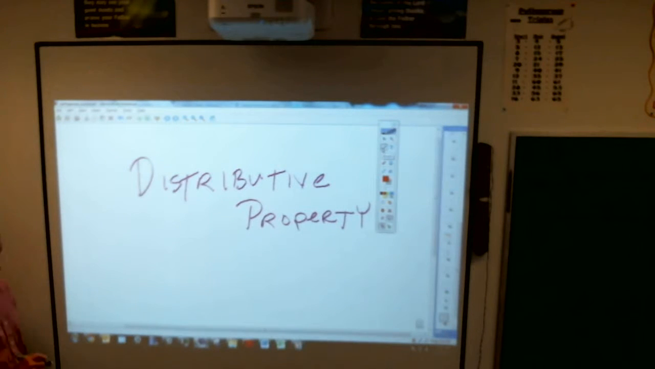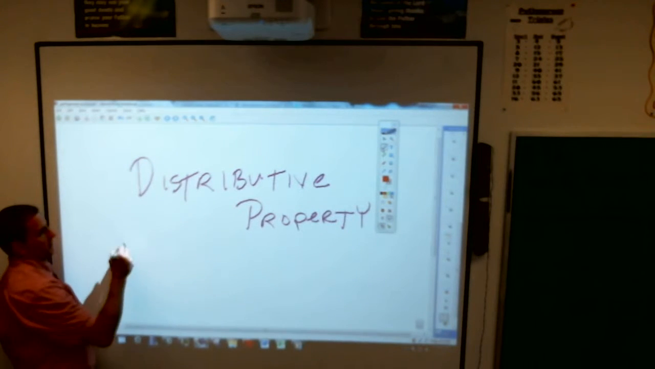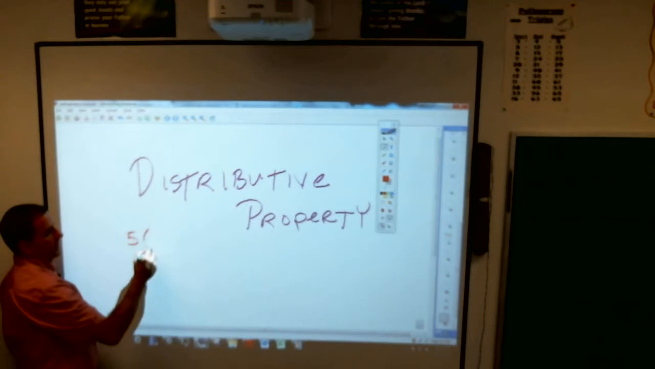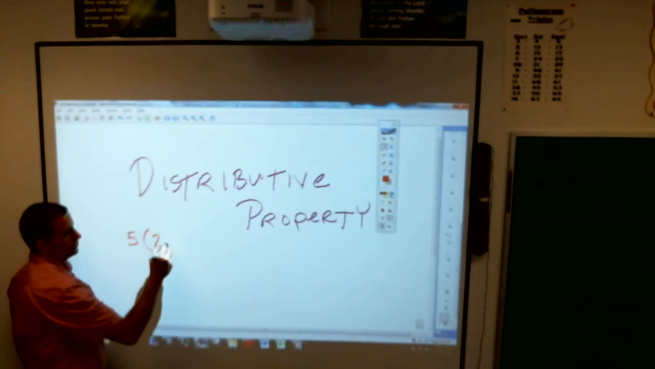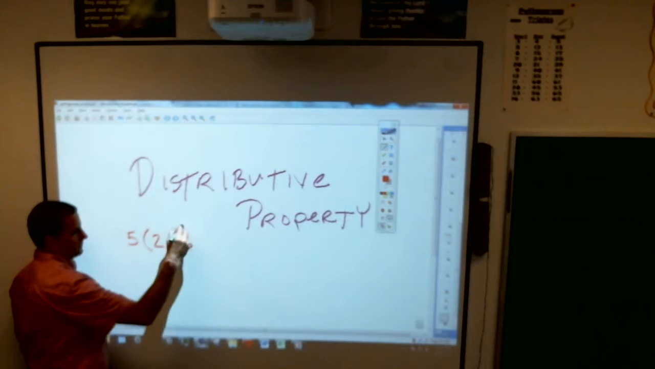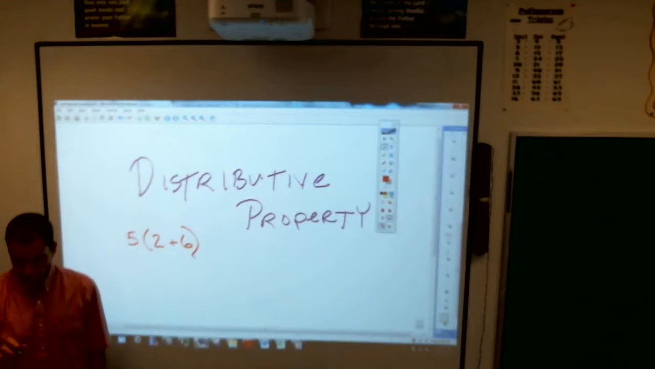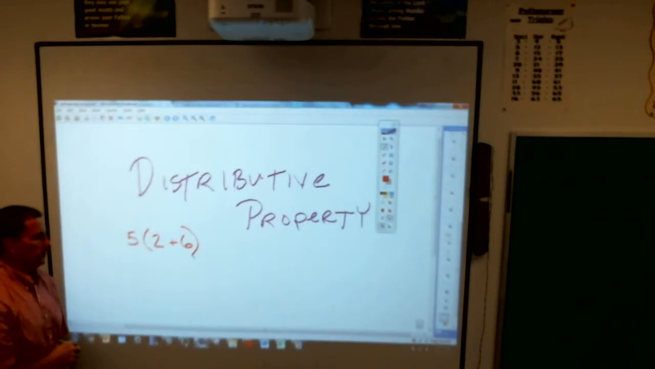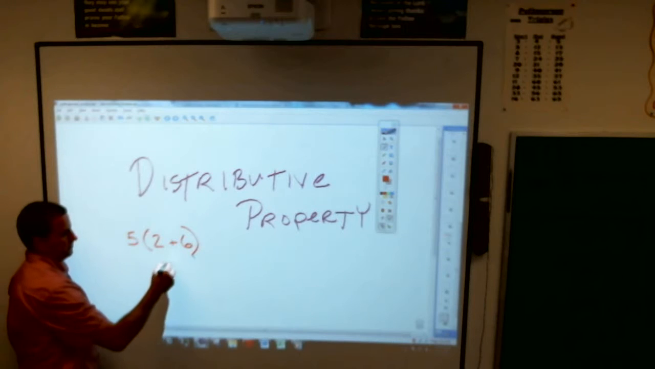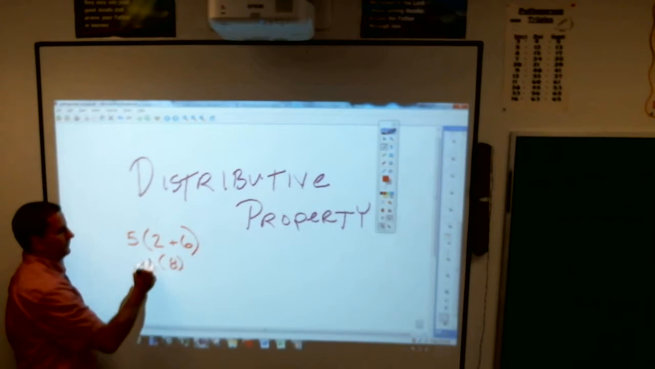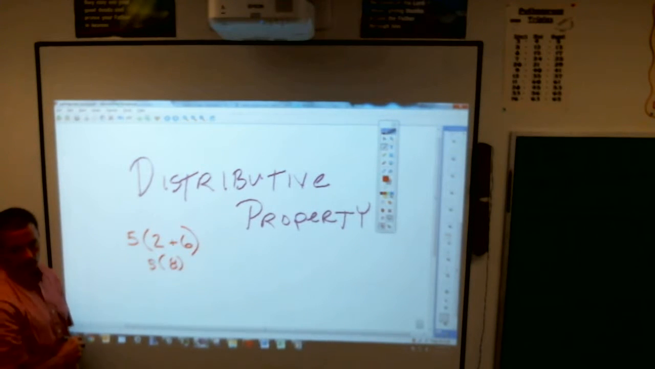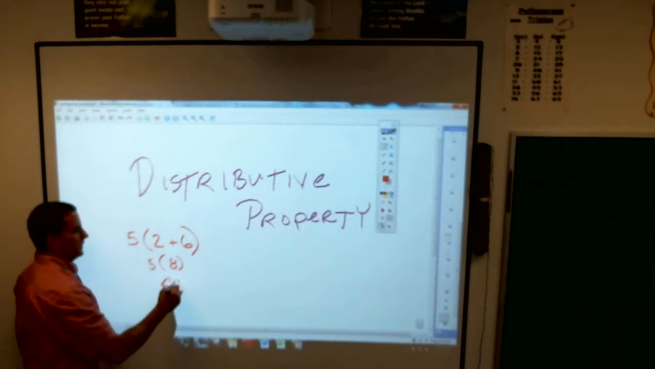It's based on this, okay? If you saw this, God bless you, 5 times 2 plus 6. When you are given this problem, what are you supposed to do first? And we talked about order of operations a little bit. Jacob? And what do you get if you do that? 8. And then 5 times 8 is 40. Okay.